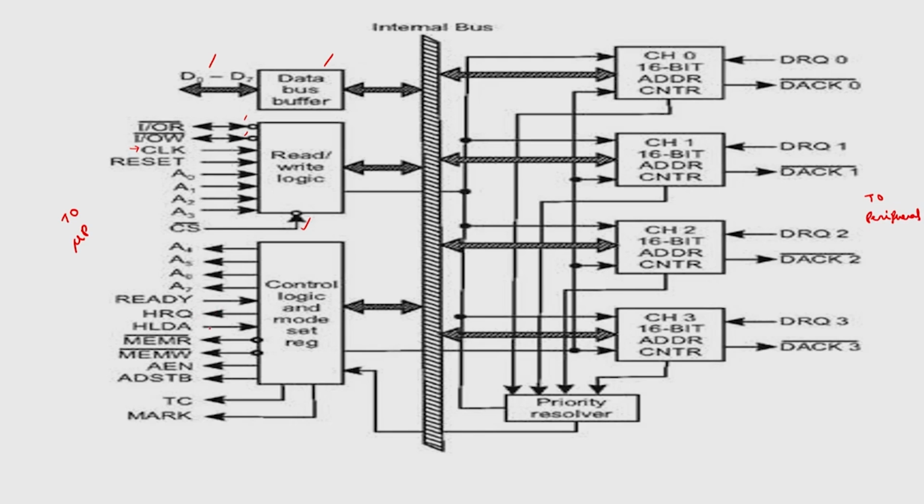And this is the hold signal and hold acknowledge signal, which I have already discussed, and memory read, memory write. These AEN and ADSTB signals are used for latching the higher order 8 bits of the address.